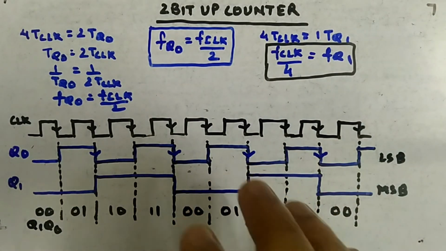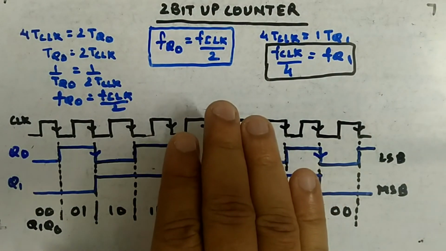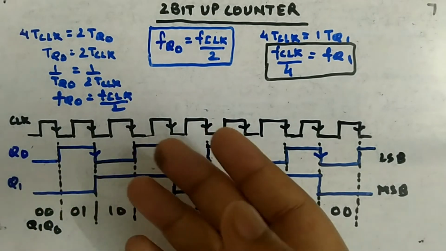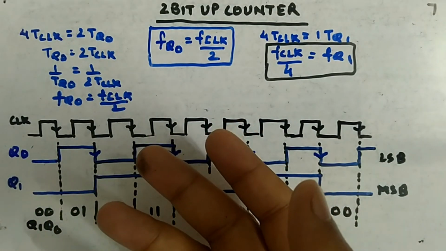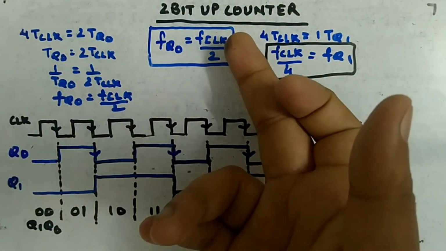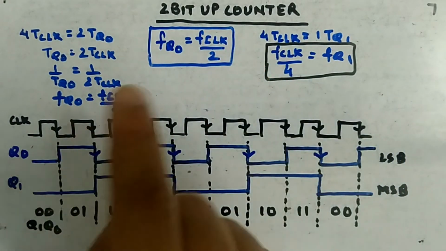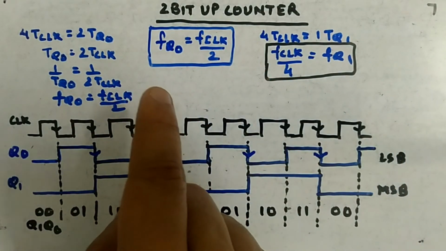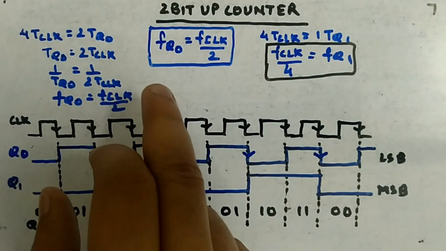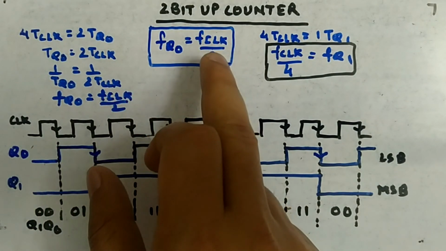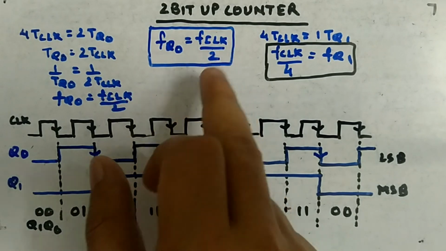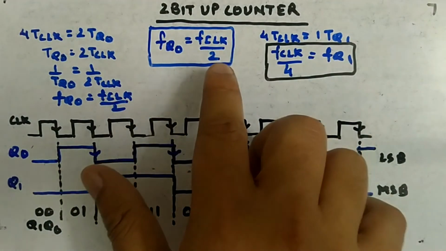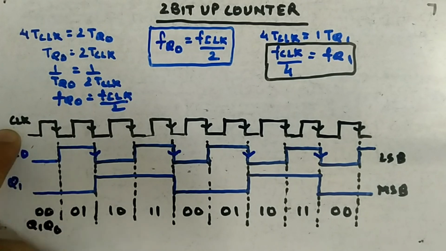So what does it mean? Whatever clock frequency you are providing, at the output of the Q0 flip-flop you will have the clock frequency divided by 2. Whatever wave you have at the output of your first flip-flop, that wave will have the frequency of clock divided by 2. So whatever external clock you apply, at the output of Q0 you will have a wave whose frequency will be half of this.